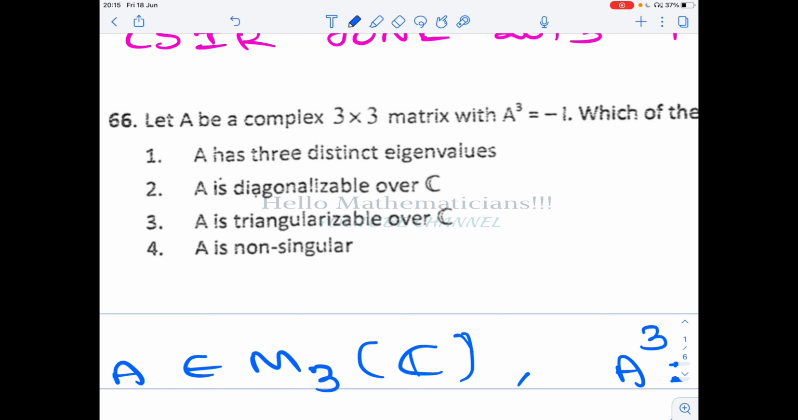Okay, now one simple example of a matrix satisfying A cube equal to minus I is A equal to minus I itself. You take A equal to minus I, then A square will be I, then A cube will be minus I again. So if you take A equal to minus I, its eigenvalues will be minus 1, minus 1, minus 1. Okay, so clearly this doesn't have distinct eigenvalues. Therefore, we can conclude that the first option is wrong. Okay, so let's move on to the remaining options.